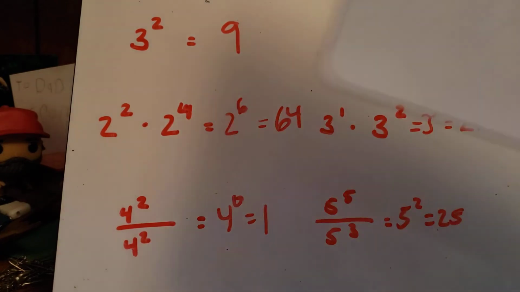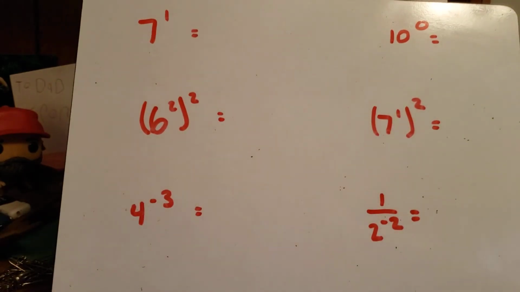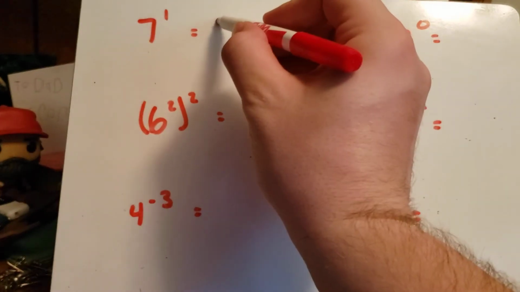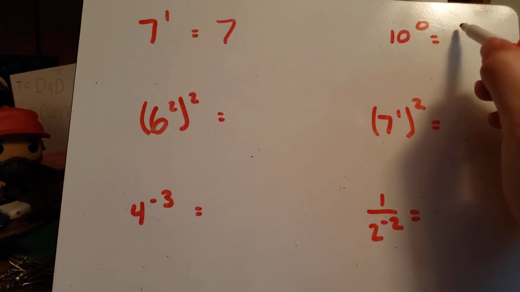I've got one more tablet of examples here. The next one up in the top left corner is 7 to the first. And remember that every number raised to 1 is itself. So this answer is 7. We've got 10 to the 0, and we saw that earlier. Anything raised to the 0 is 1. So 10 to the 0 is 1.